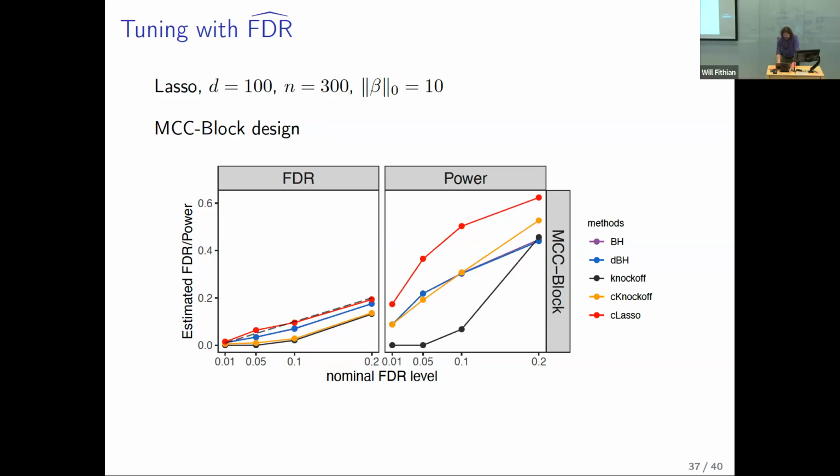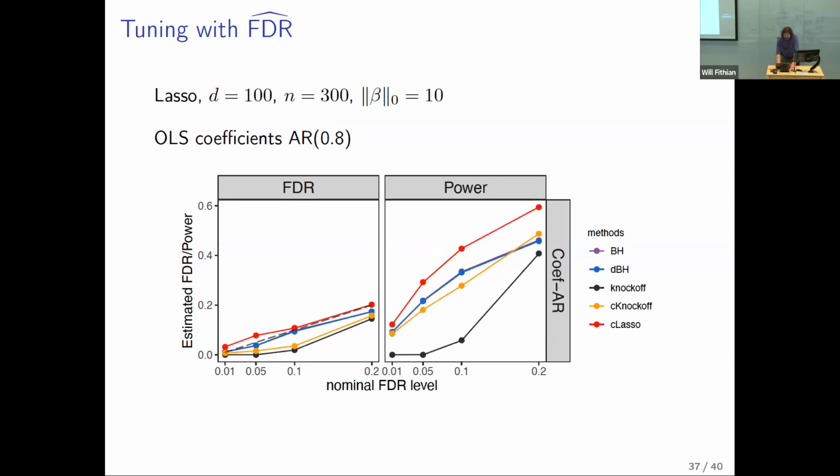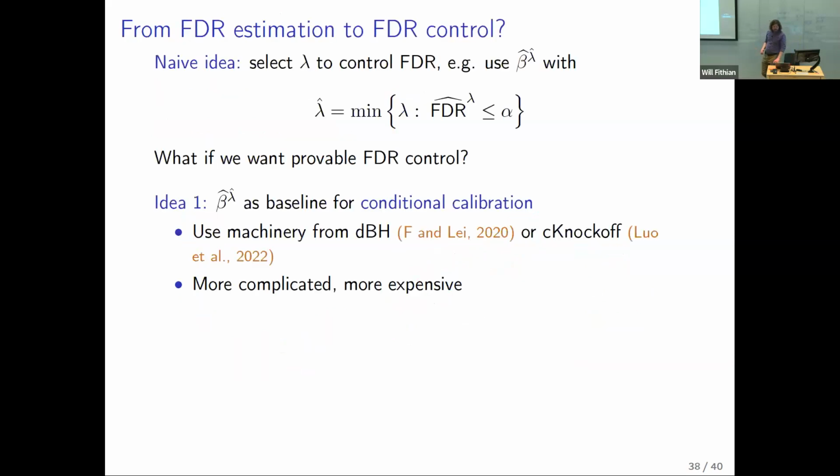We generalize this to the other design matrices, and for the most part, it seems to be controlling FDR, although over here, it seems like we're exceeding FDR. So again, there's no guarantee here, but it seems to work fairly well. Okay. But what if we actually want provable FDR?